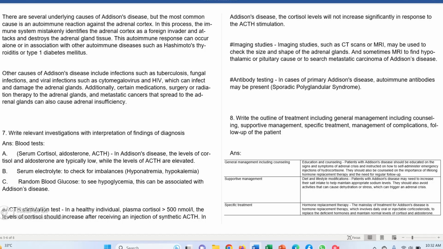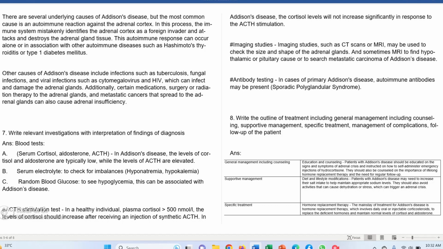Imaging studies such as CT scan or MRI may be used to check the size and shape of the adrenal glands, and sometimes MRI to find a hypothalamic or pituitary cause, or to search for metastatic carcinoma of Addison's disease. Antibody testing. In case of primary Addison's disease, autoimmune antibodies may be present, as in autoimmune polyglandular syndrome.